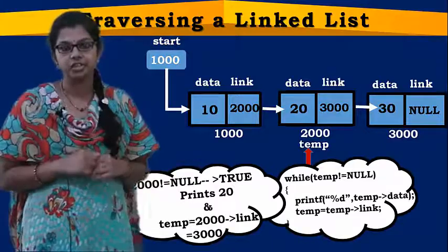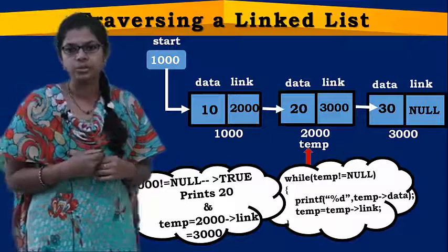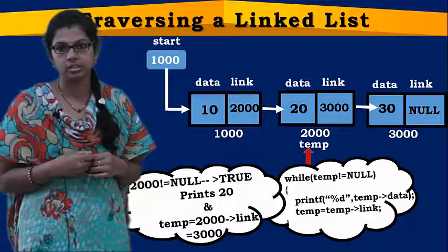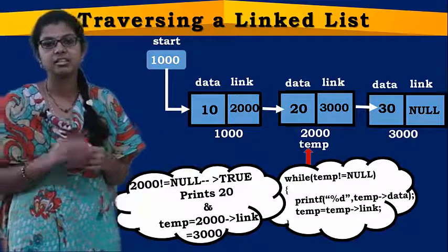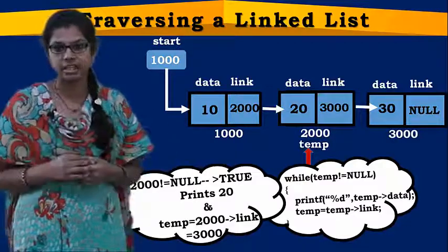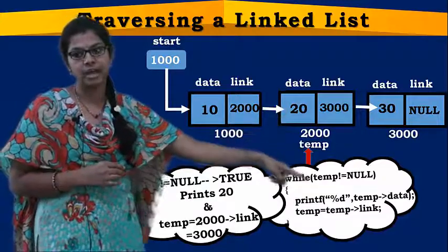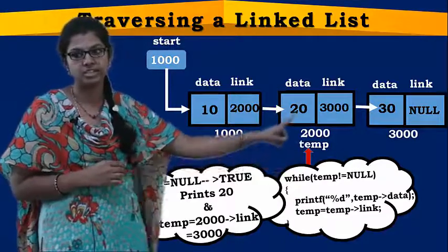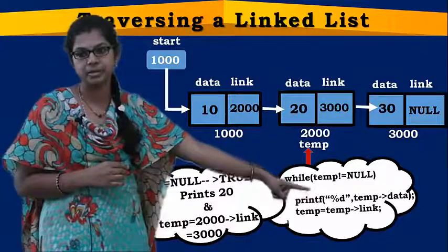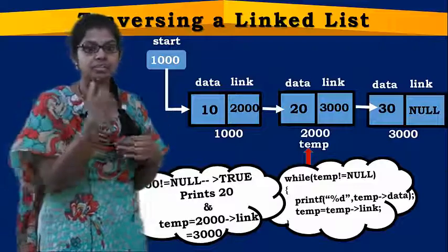Again you have to check temp not equal to null. 2000 is not equal to null. True, right? It means that node is there. When a node is there, again you have to display its data part. Now 2000 of data, temp arrow data, means 20. So 20 gets printed. After printing the node's value, again we have to move to the next node.